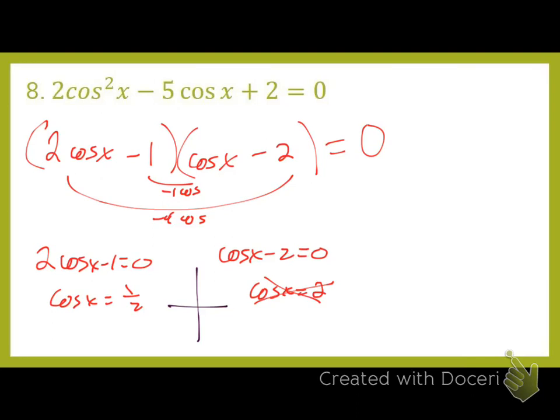Quick quadrant analysis. Where is cosine positive? It's positive in quadrant 1 and quadrant 4. All right, what angle has a cosine value of 1/2? Well, that's 60, right? Which means your distance from the horizontal is 60. Which means that your two solutions are going to be 60 degrees, because that's in quadrant 1. And because of quadrant 4 rules, we're going to get 300. Those are your only two solutions. Okay?